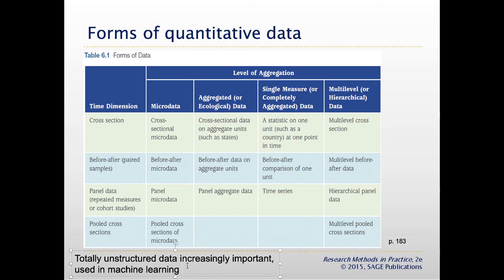But one increasingly important thing is while these are traditional and classic forms of quantitative data, increasingly unstructured data is important and used in machine learning, as we're going to talk about soon in another video.